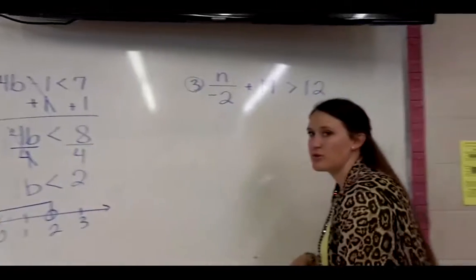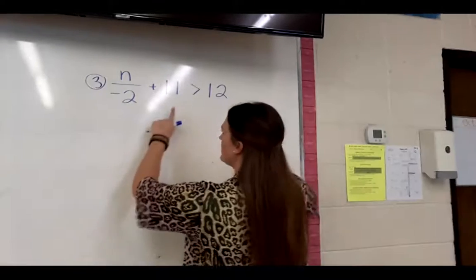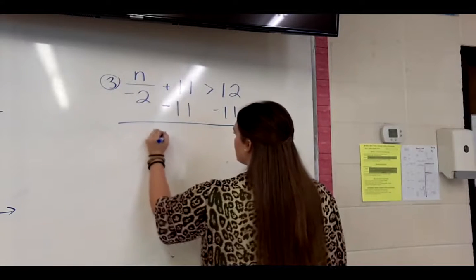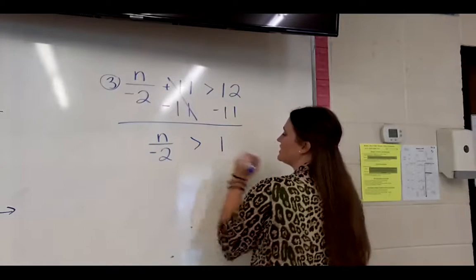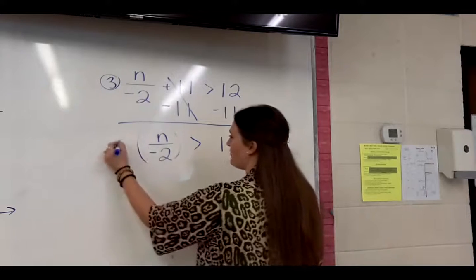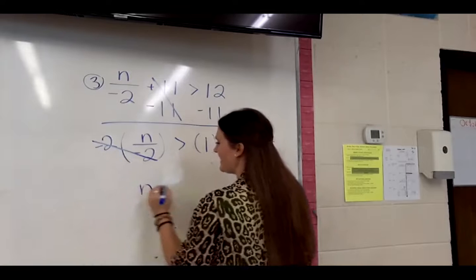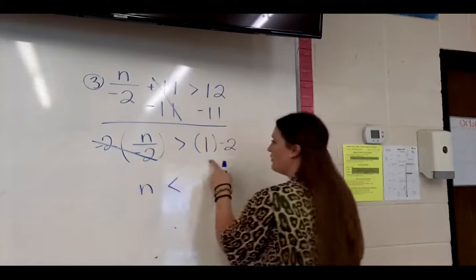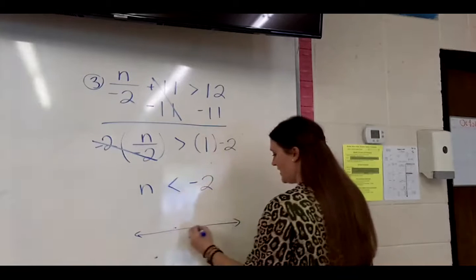Okay, on number 3, n is over here, so I've got to get rid of the 2 and the 11. We're going to get rid of the 11 first. It's being added, so we're going to subtract it from both sides. I still have n over -2. It's greater than 12 minus 11 is 1. Now from here, this is n divided by -2, so I have to multiply both sides by -2. Since it's a negative that we're multiplying or dividing by, we have to flip around our inequality sign. 1 times -2 is -2. So n is less than -2.